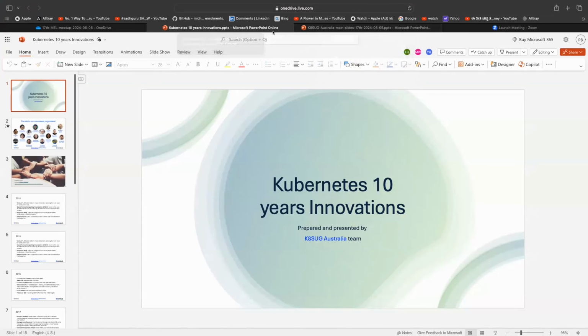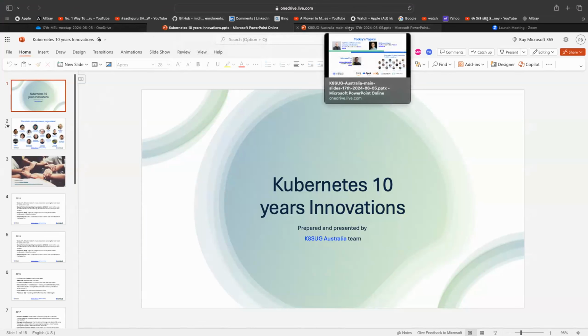Okay, actually, before we test your knowledge, let me invite a friend from AWS. He will talk about the innovation from Amazon over the last 6 years. EKS is one of the very popular Kubernetes offerings.